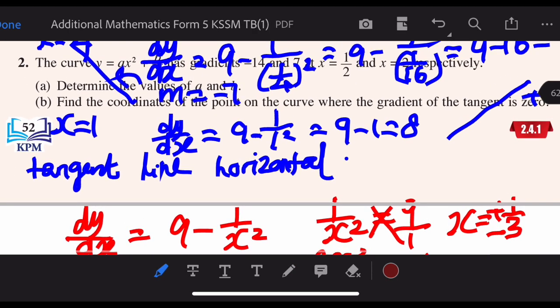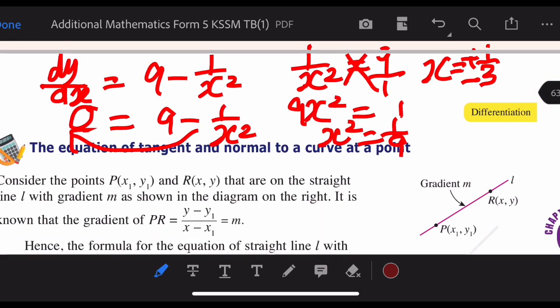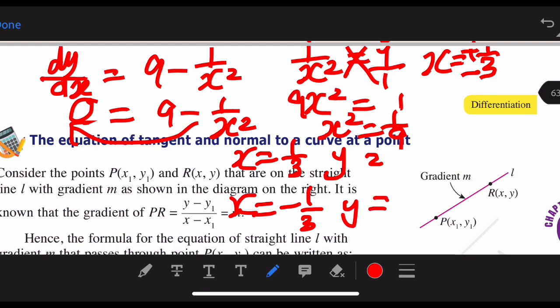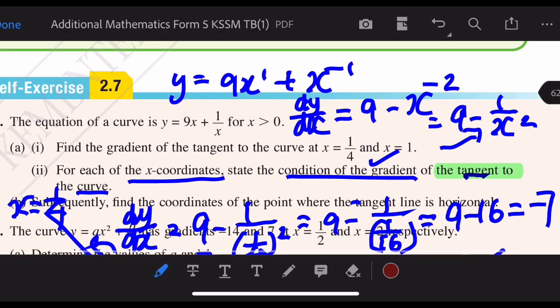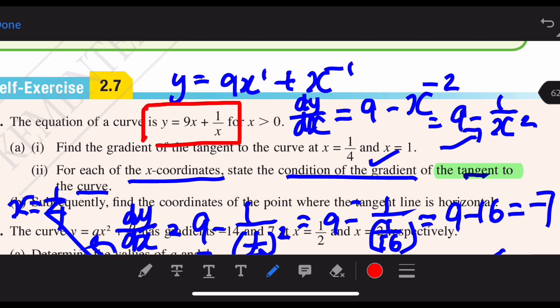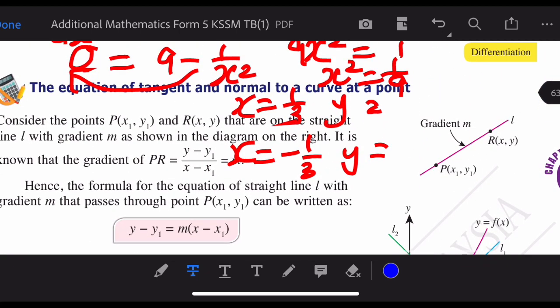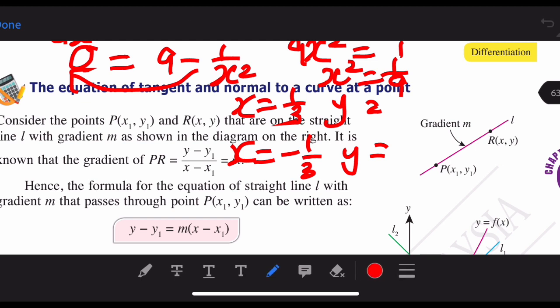So there are 2. The question is asking you the coordinate of the point on the curve where the gradient of tangent is 0. So you have 2 points. One is when x is 1/3, you have to find your y. When x is negative 1/3, you have to find your y, right? So you should have 2 answers. But y is 9x plus 1 over x, with x more than 0, the question says. So we reject this one, because the question says x more than 0. So this one we rejected.